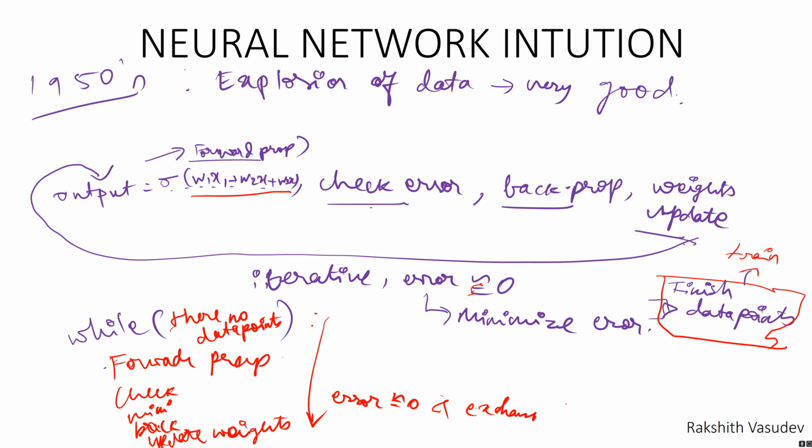Sometimes error will not be equal to zero. Okay, error will not be equal to zero, and in that case it's okay, no worries, but you should have exhausted your training points. What is meant by exhausting my training points? Let me explain that, and we'll wrap up this neural network intuition tutorial.